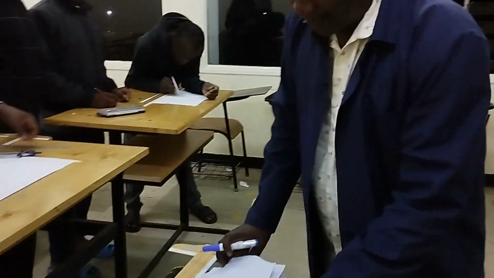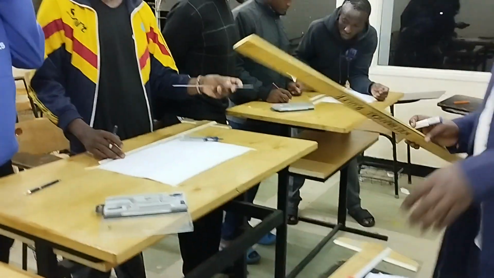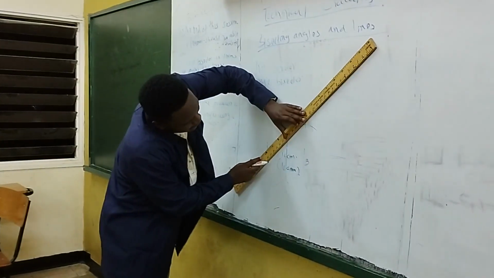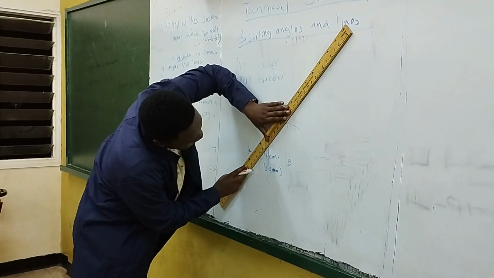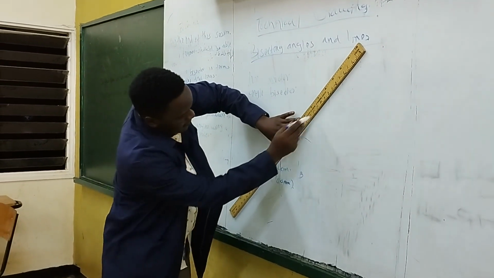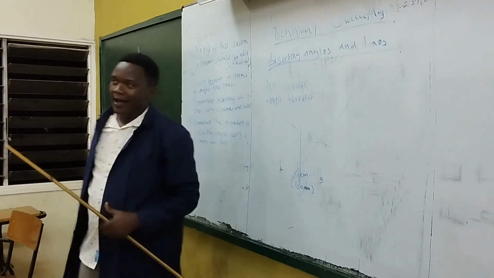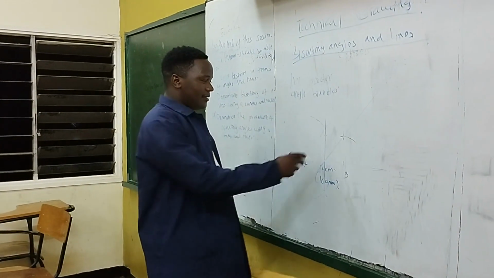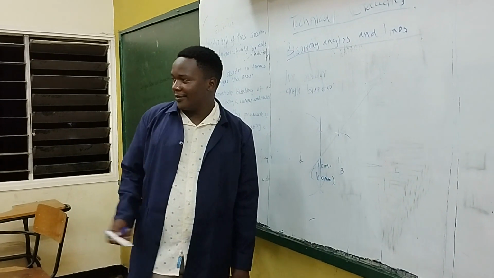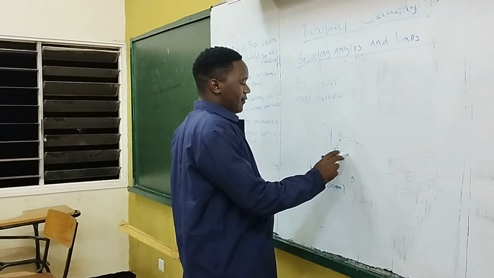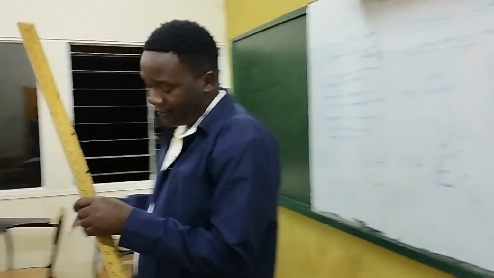So now, the next step is to use your ruler, straight edge. You join where the arcs intersect with the center of the vertex. And there you have your angle bisector. So when you bisect a 90 degrees angle, what angle do you obtain? You have a 45 degrees angle.